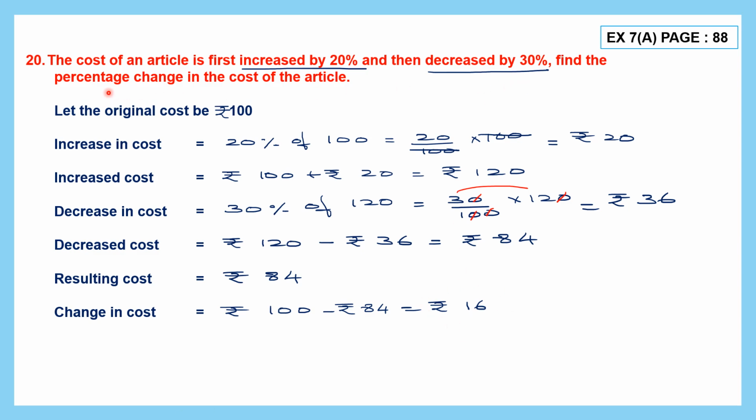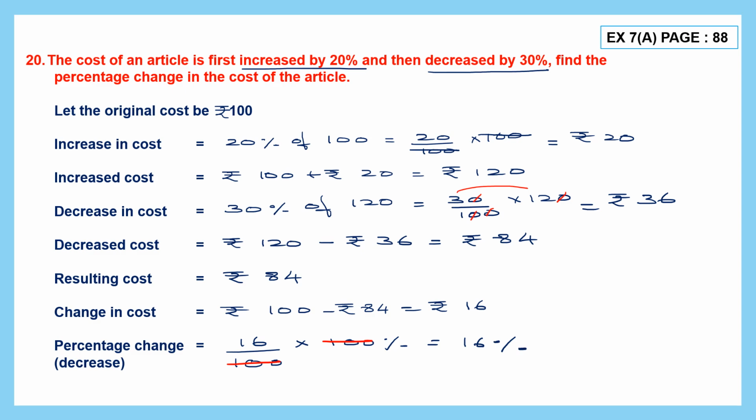Now we are asked to find the percentage change in cost. The change of cost is 16 rupees. Convert this to percentage. The percentage change will be 16 rupees by the original cost, which is 100 rupees, into 100%, because we are converting it to percent. So here, we can cancel this 100 and this 100. What is left is only 16%. So the percentage change here is 16%, and this is our final answer.